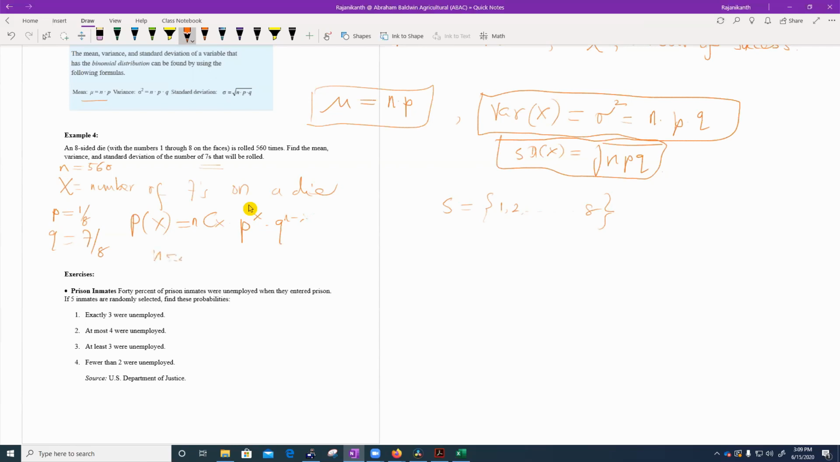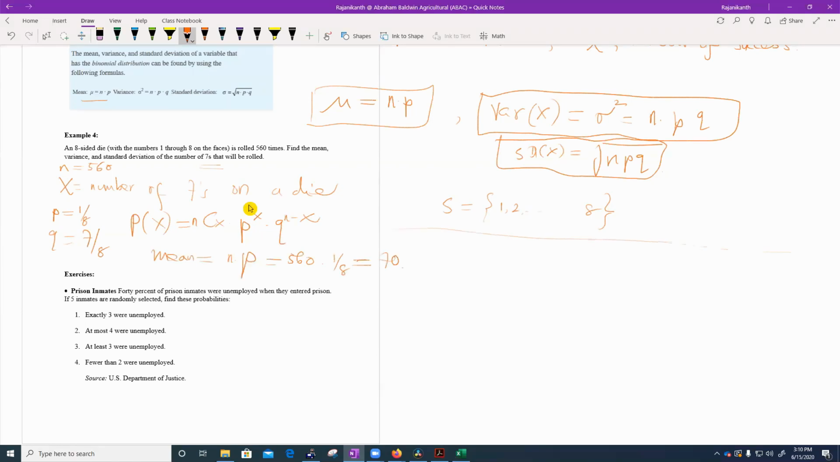Therefore, I'm using the mean formula first. Mean is simply n times p. So we know n is 560, and little p is 1 over 8. So simplifying this number, that is 70. So 70 is going to be the mean.